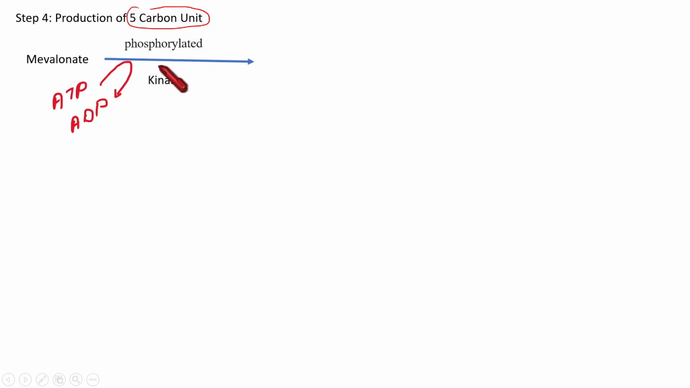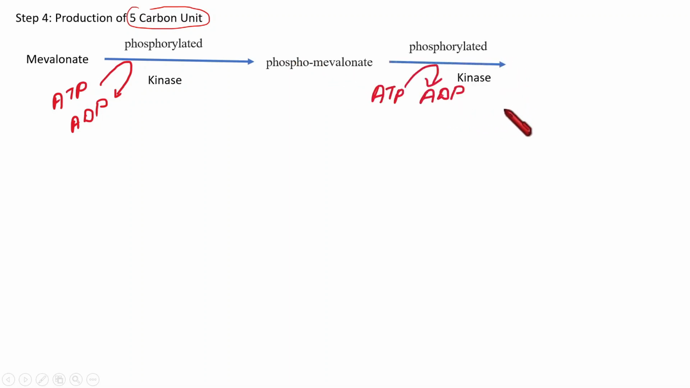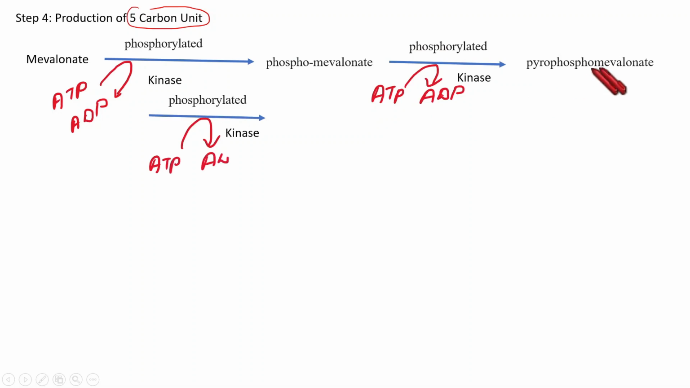We know that phosphorylation is always done by some kinase enzyme, and the phosphate group is received from ATP and forms phosphomevalonate as it gains 1 phosphate group. Again another round of phosphorylation, forming pyrophosphomevalonate. Pyro means it contains 2 phosphate groups. So that is formed here.